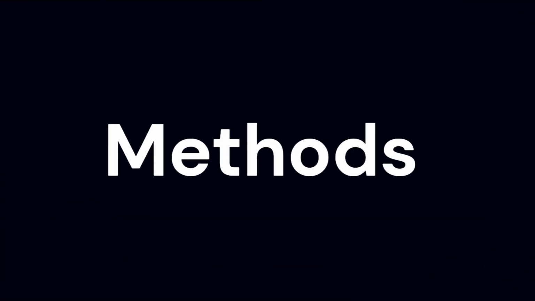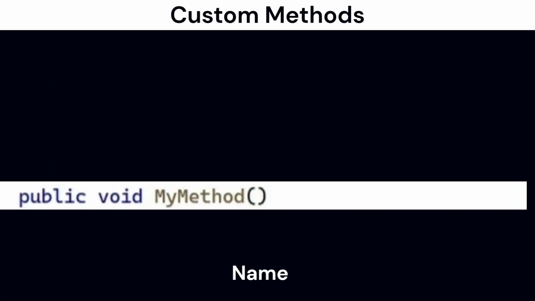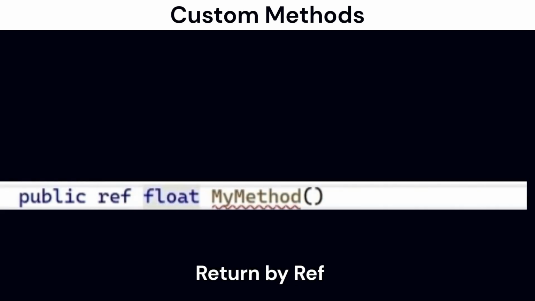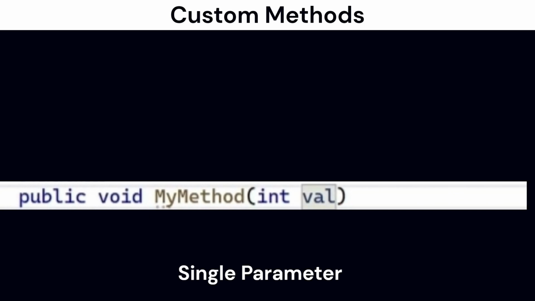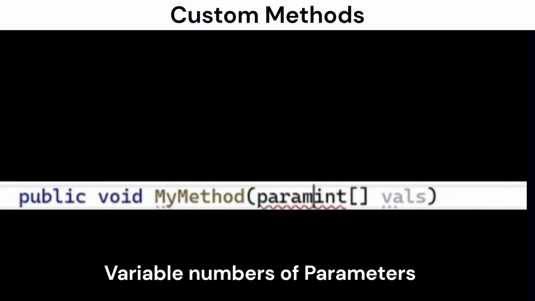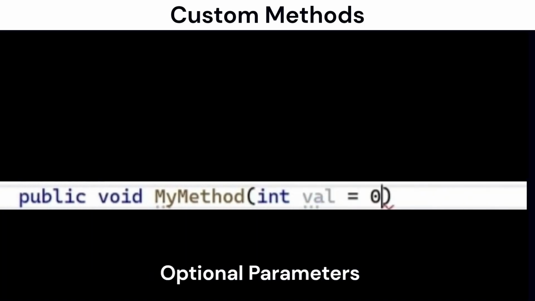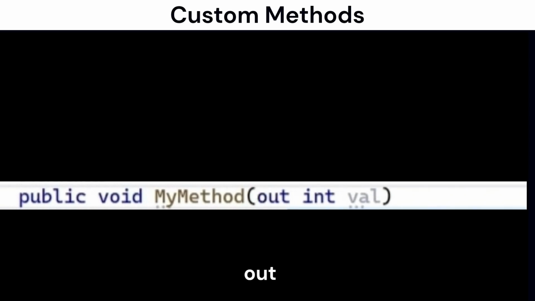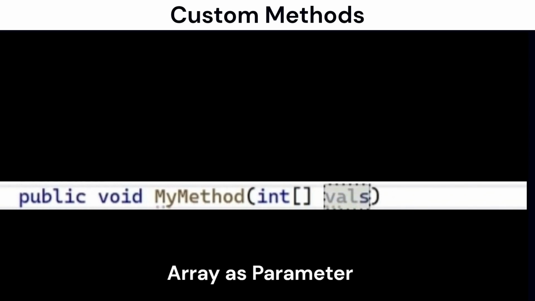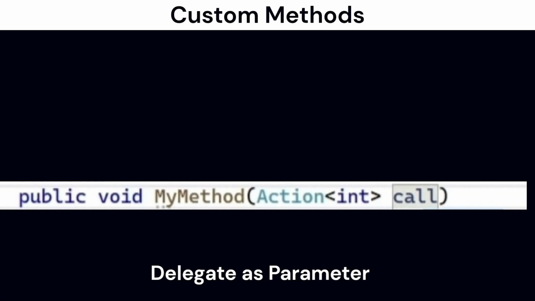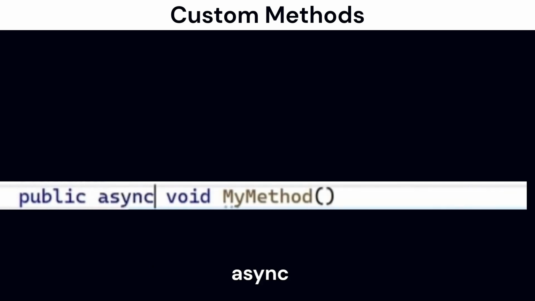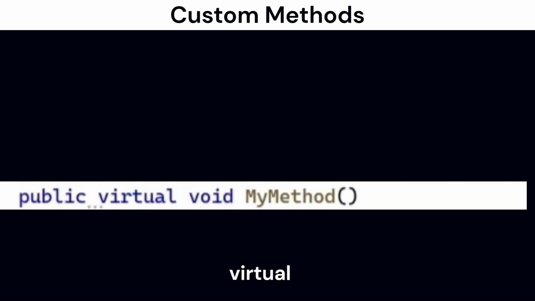Now let's talk about methods. You can create your own custom methods. You can carefully craft each detail, its name, return type, parameters. You can mark it static, async, virtual, override, sealed, new.